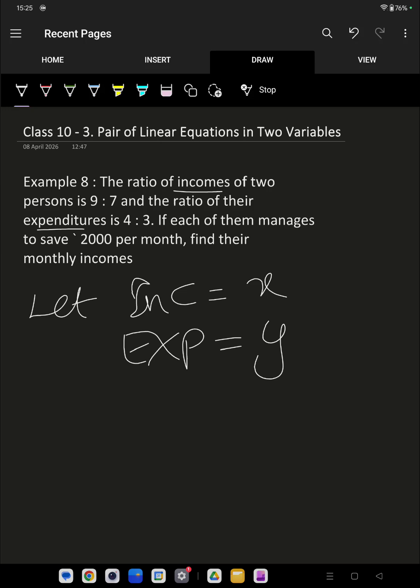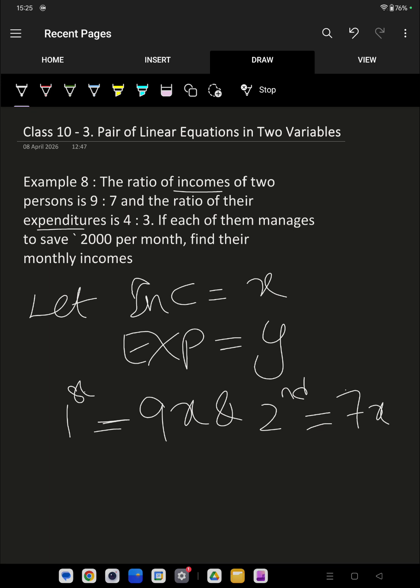If I want to create one equation, how is it possible? It was given in the ratio. The ratio of incomes of two persons is 9:7, which means first person income is 9x and second person income is 7x. I'm trying to explain things simply so you will understand. The ratio of their expenditure is 4:3, so first person expenditure is 4y and second person expenditure is 3y.